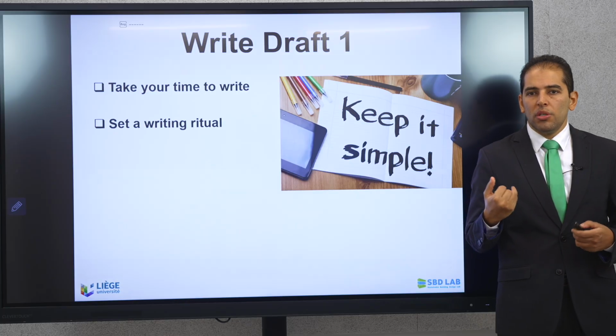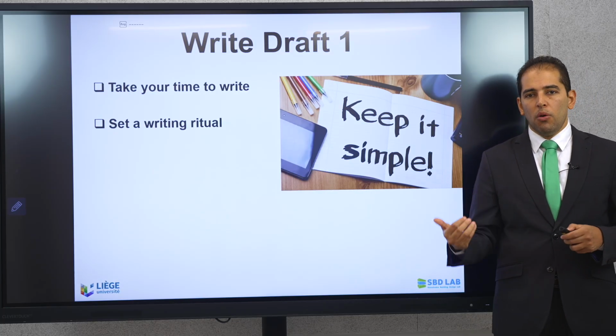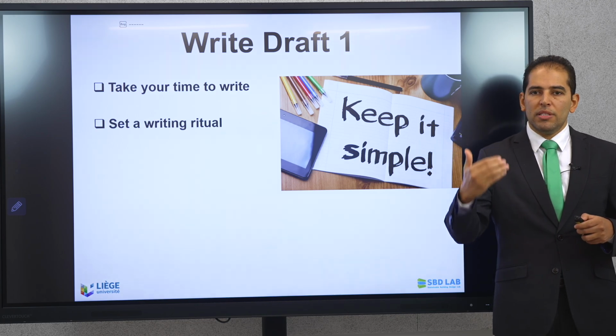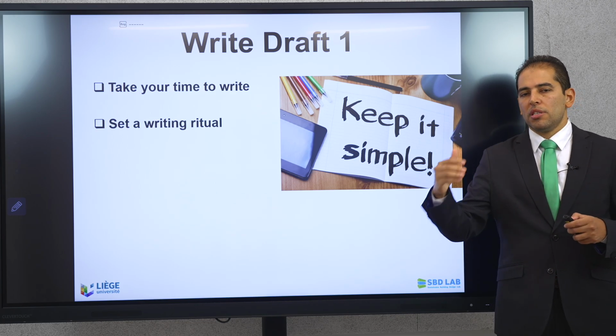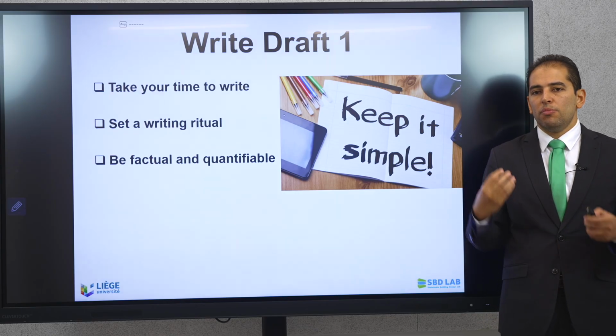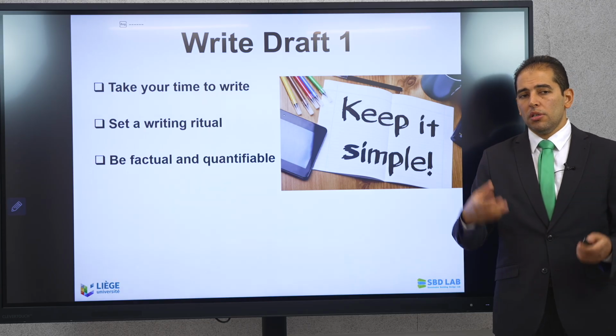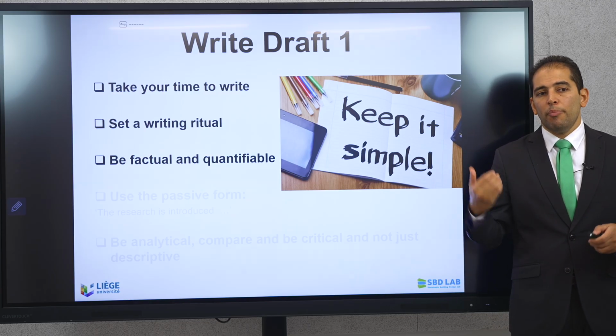Set a writing ritual that you write at least every day 3 to 4 hours, concentrated, focused, and that you finish first, like we said, the order: methodology, results, and so on. Be factual, bring the quantification, bring numbers in your writing, make sure that you cite your own work, cite others' work, bring facts, do comparisons.